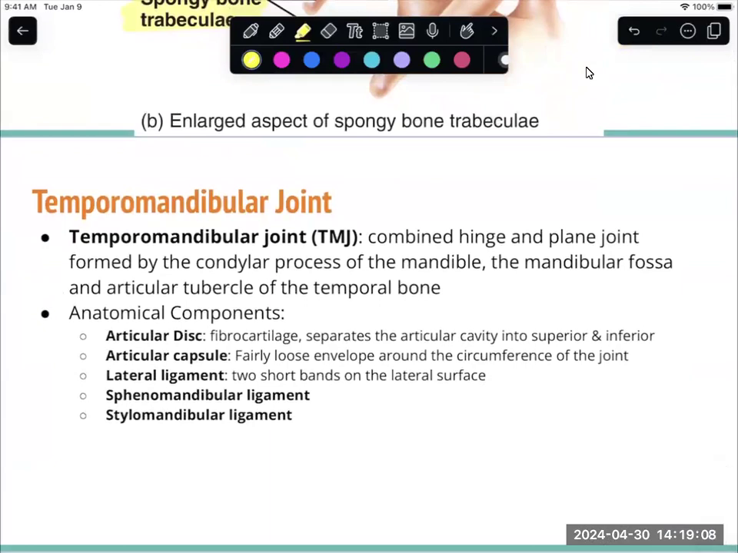So let's go through some of our joints. I know this joint specifically is not on our lab sheet, but I'd like to go through it in a little bit of detail. We have this temporomandibular joint. All of our joints, or most of our joints, are named for where they're at. Temporomandibular. It's between the temporal bone and the mandible. This is a hinge and a plane joint. Hinge has two directions. Plane can move in the opposite direction from a hinge.